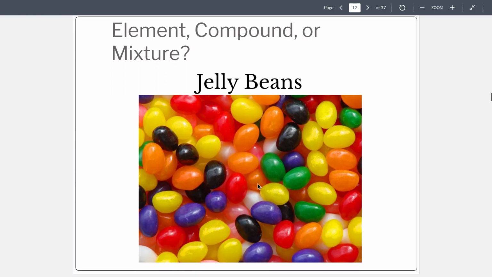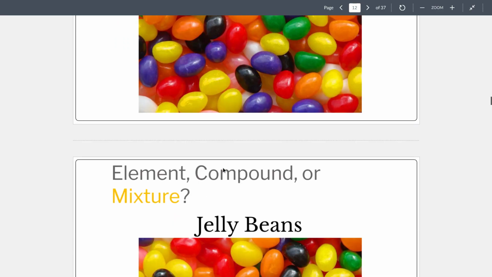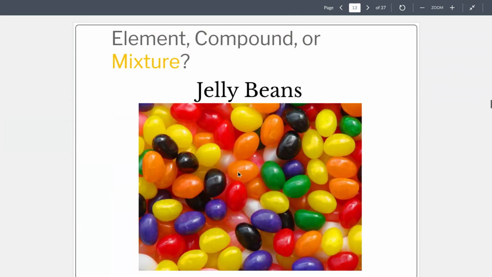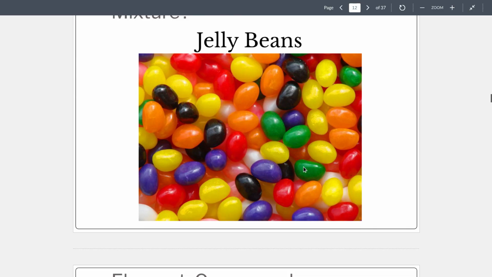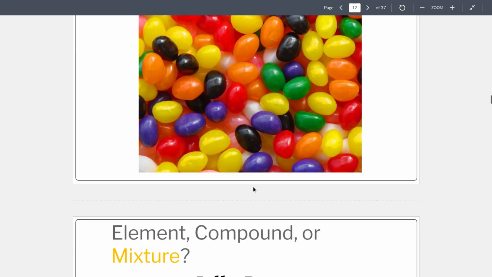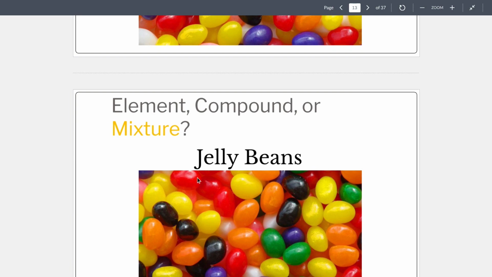Okay? And I'll do jelly beans. Okay? Jelly beans. What do you think? Jelly beans are a mixture. There are compounds in jelly beans. There's probably table sugar, which is a compound, in a jelly bean, but there's also other things like the color and everything else that makes it crunchy or chewy on the inside and crunchy on the outside. It's a mixture, okay?